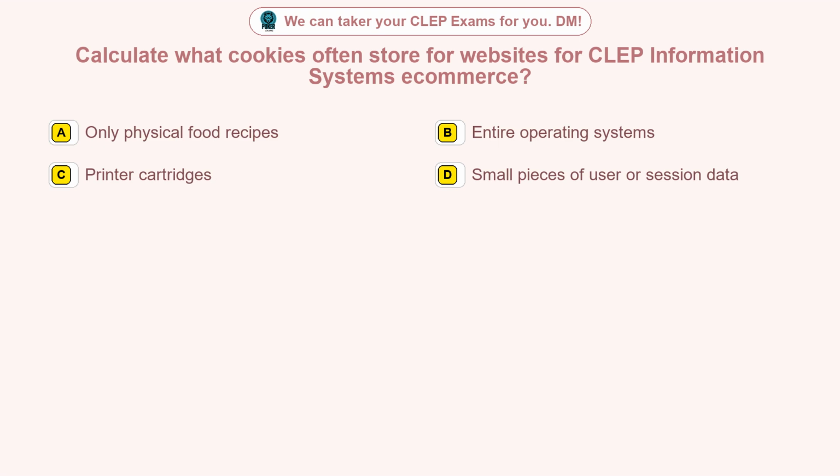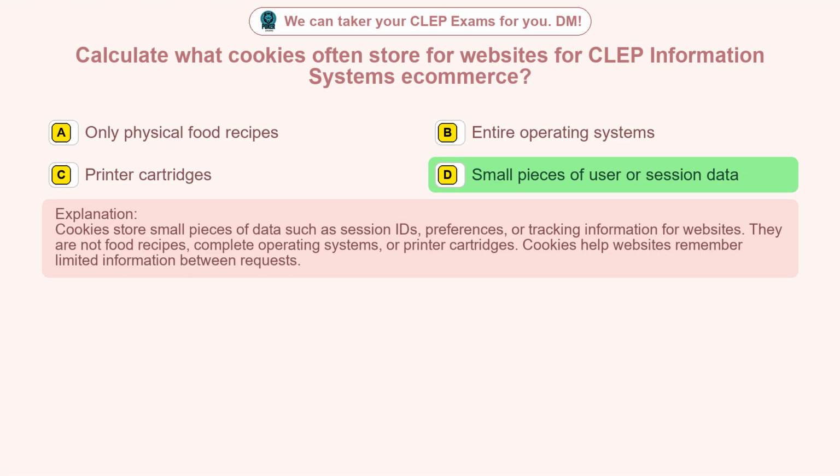Question 33. Calculate what cookies often store for websites for CLEP Information Systems Ecommerce. Option A. Only physical food recipes. Option B. Entire operating systems. Option C. Printer cartridges. Option D. Small pieces of user or session data. The correct answer is option D. Small pieces of user or session data.